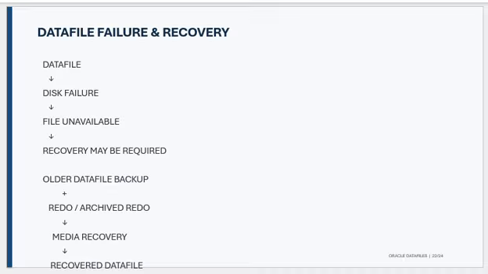The solution depends on the exact circumstances: database mode, redundancy, backups, and the type of failure. This is where the relationship between data files and redo becomes extremely important. A data file backup provides an older physical copy. Archive redo can contain the changes generated after that backup. Oracle can restore the data file and apply the required redo to recover it toward the desired point.